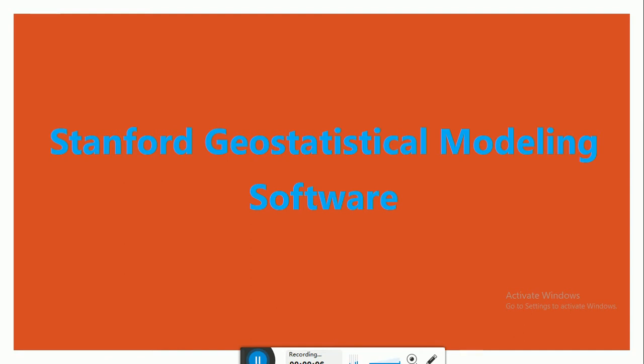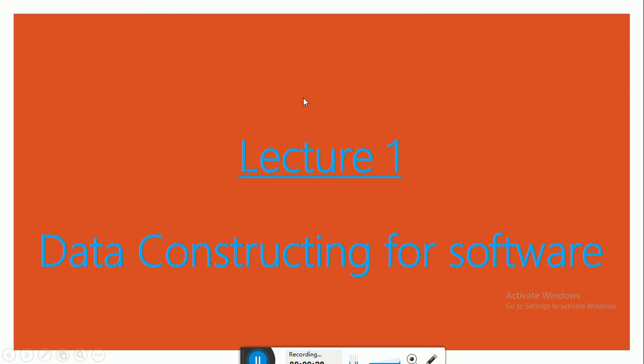In this lecture module, we will learn about the SGeMS software. This is basically a Stanford geostatistical modeling software that is used for kriging and other geostatistical purposes like simulation, realization, and reservoir modeling. First, let's learn how to construct data for this software. Let's start.